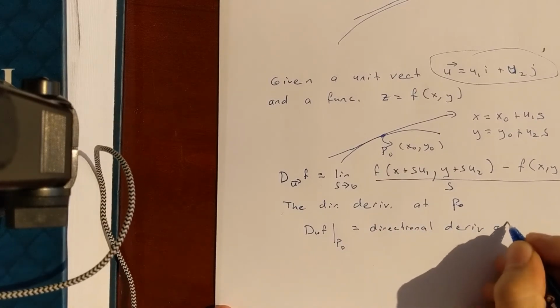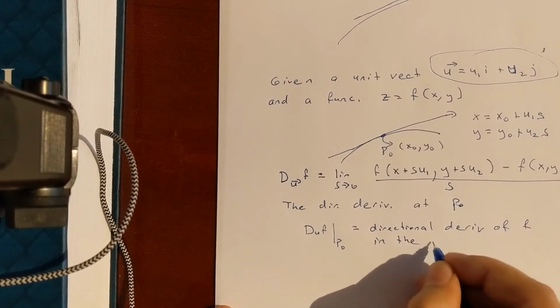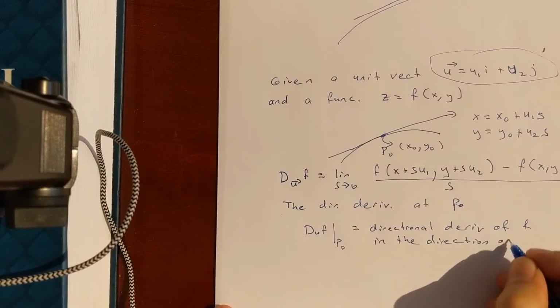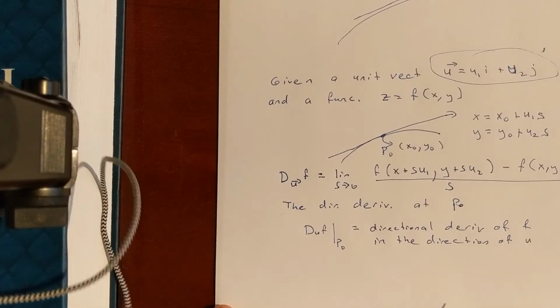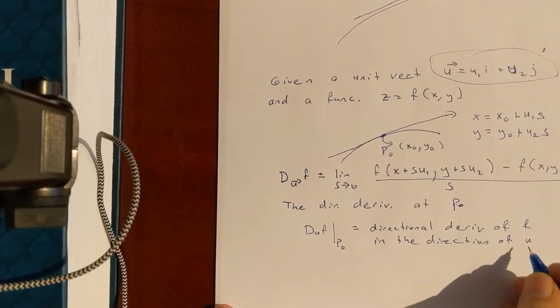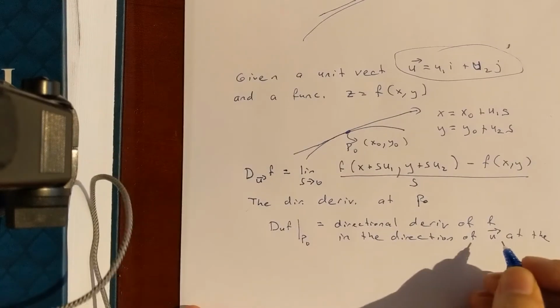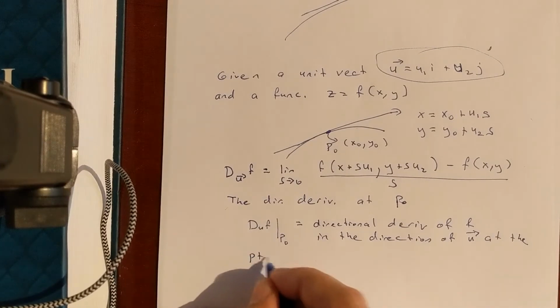So this is the directional derivative of f in the direction of the unit vector u. This is very important: if you're not given a unit vector, you must divide it by its length at the point p naught.